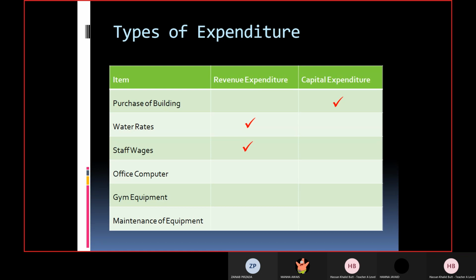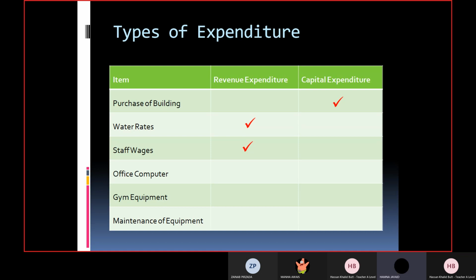Office computer, Zainab. Zainab, can you tell me? Office computer, revenue or capital? What sort of expenditure is it? I think Zainab is having some problem. Hamna, can you answer?